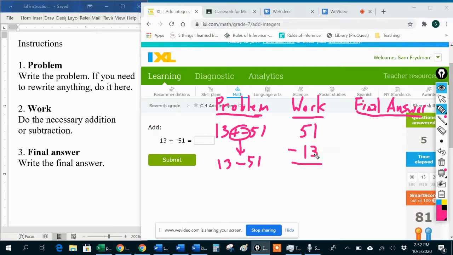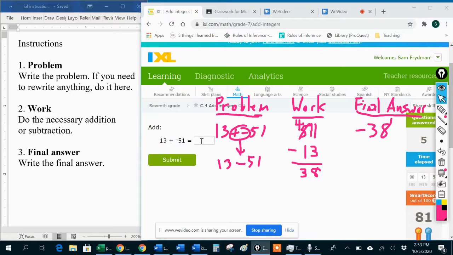Now let's see, I can't take 3 away from 1, so I have to borrow from the 5, that becomes a 4, put a 1 next to this one, that's 11, minus 3 is 8, and 4 minus 1 is 3. So it said subtraction, and I did subtraction. The only thing I have to be careful of is I always, always, always put the number on top, but then also, since I was taking a bigger number away from a smaller one, I know that my final answer must be a negative 38, not a positive 38.